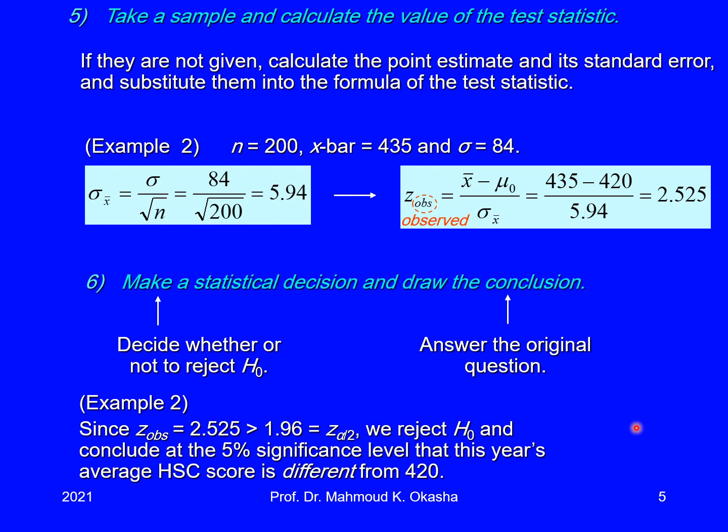So we conclude that the average is different from 420. It's not equal to 420, right?